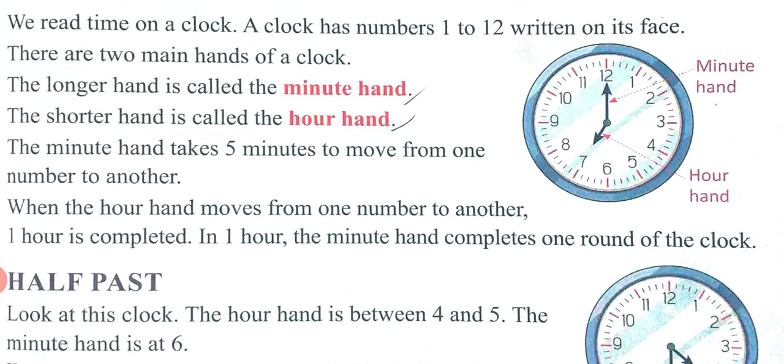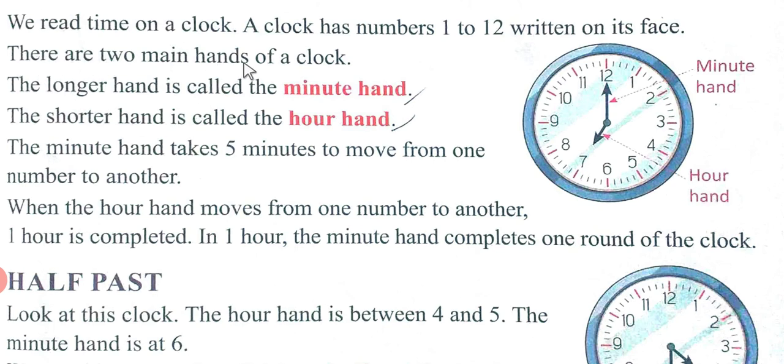Now what I'm teaching you is very, very important and will come in your exams also. We read time on a clock. A clock has numbers 1 to 12 written on its face, as I have told you: 1, 2, 3, 4, 5, 6, 7, 8, 9, 10, 11, 12. The big needle is called the minute hand and the small needle is called the hour hand.